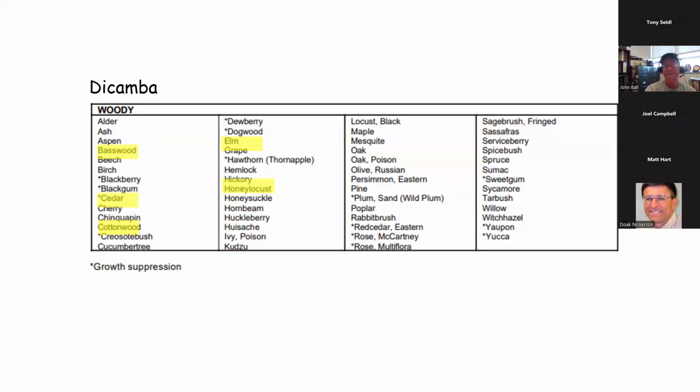Dicamba is a big one. And I do want to point out, when you read a lot of the labels for dicamba, guess what? They list all the woody plants that it can be applied to kill. I've just highlighted some of them here: basswood, cedars, though the cedars it might just stunt, cottonwoods, elms, honey locusts. One of the things you really need to do if you're the applicator is read the label. A lot of them will say, hey, this can be used to control brush, meaning woody plants. Well, that's probably not one you want to use around your woody plants.